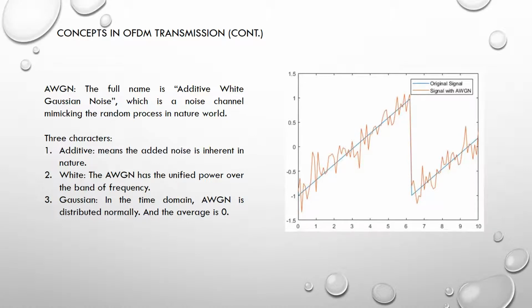The AWGN's full name is additive white Gaussian noise, which is a noise channel mimicking the random processes in the natural world. There are three parts. The first one is additive, which means the added noise is inherent in nature. As for white, the AWGN has uniform power over the band of frequencies. As for Gaussian, in the time domain AWGN is normally distributed, and the average value is 0. This is an example of original signals under the AWGN channel.